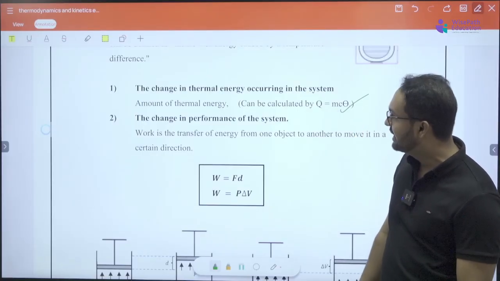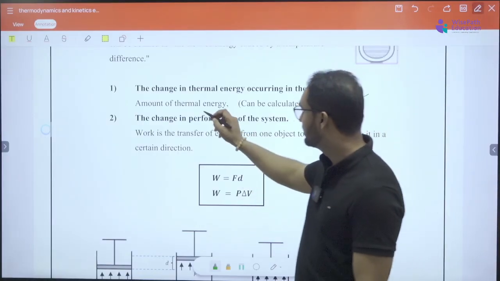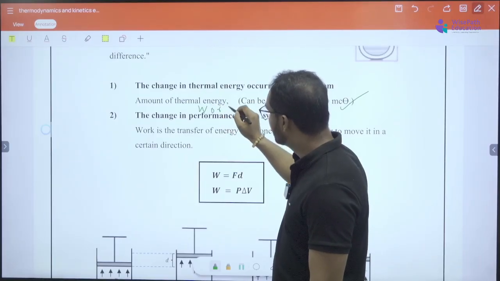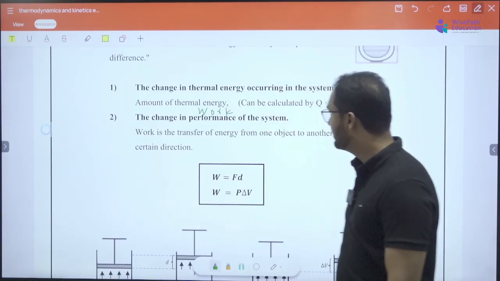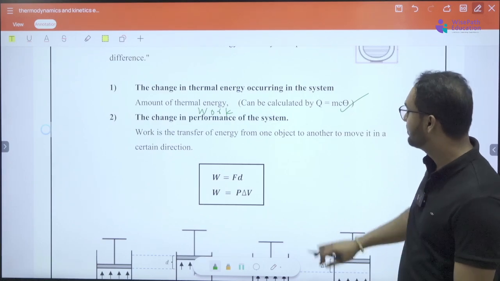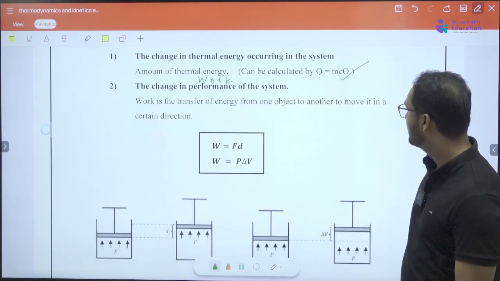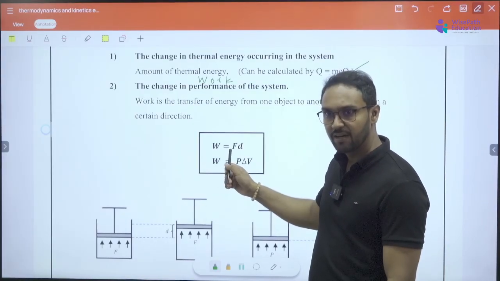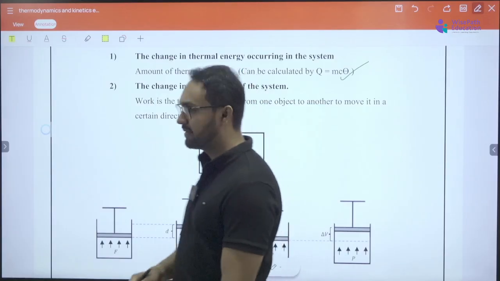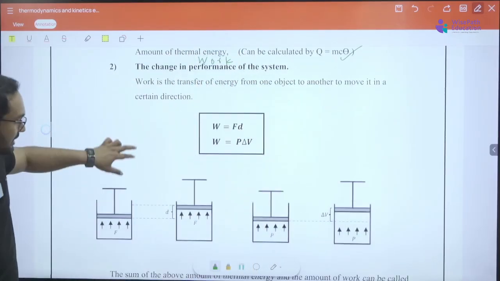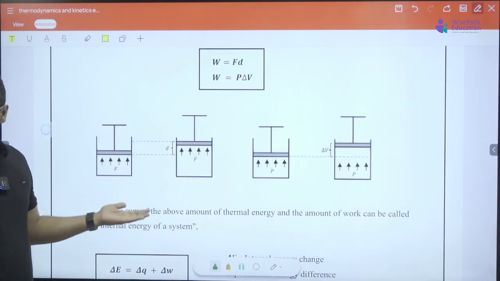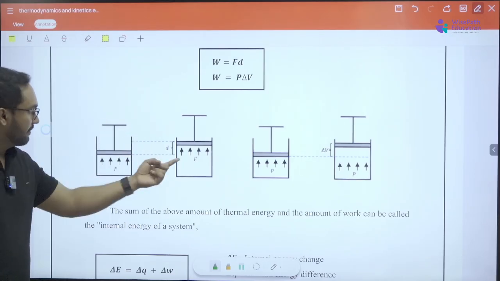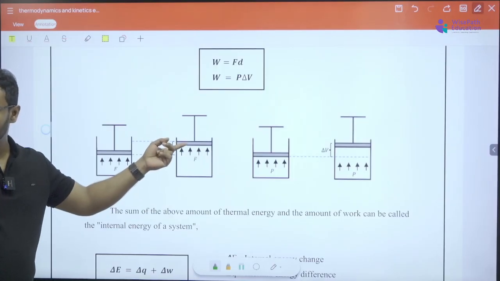And the change in work of the system, write it down. Work is the transfer of energy from one object to another to move it in a certain direction. We can calculate it using FD. There's another way of calculating it too. We discussed this part, like a piston lifting because of the internal energy released. So FD is one way of calculating the work done, and there is another way.